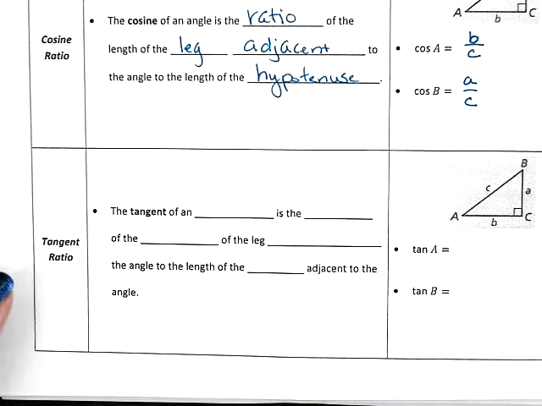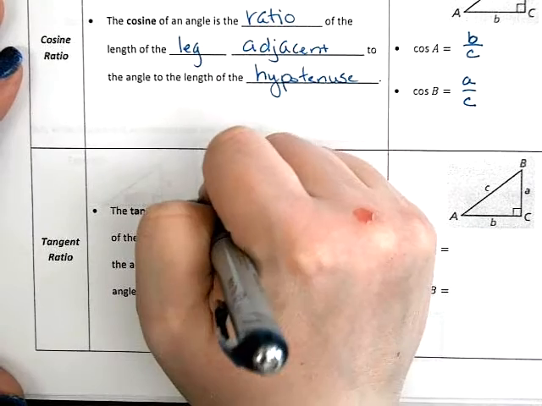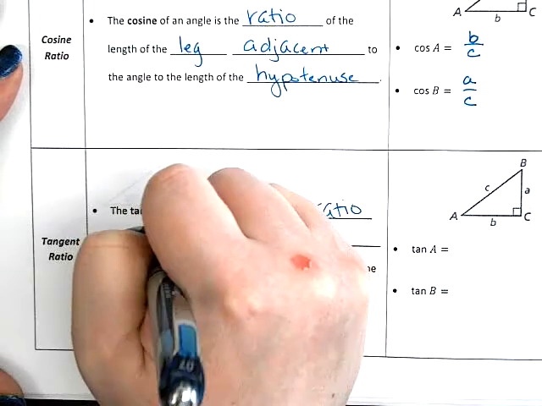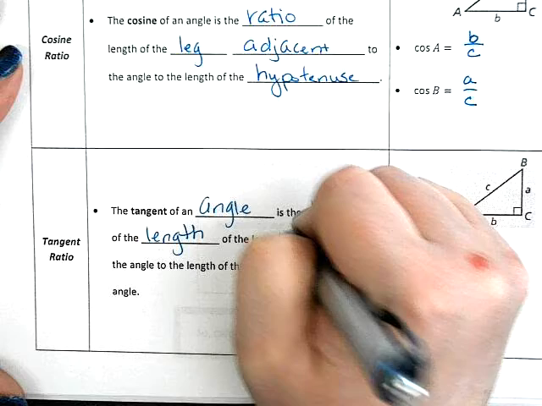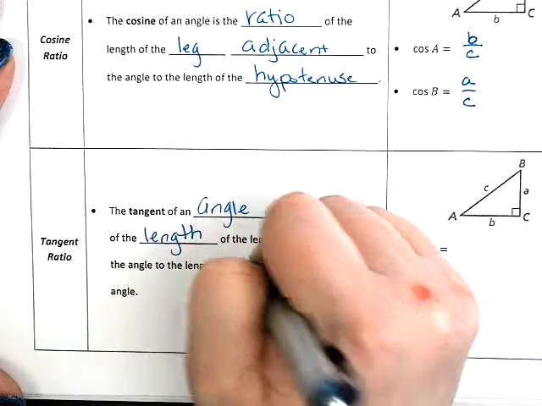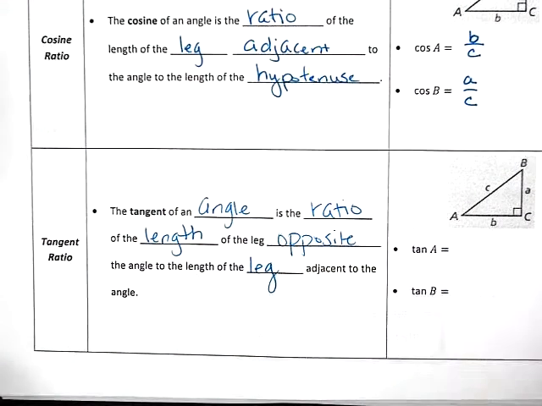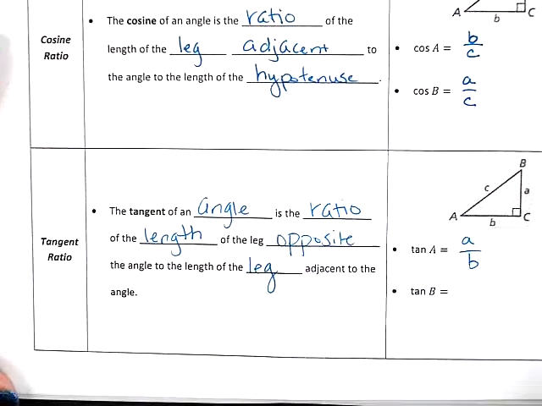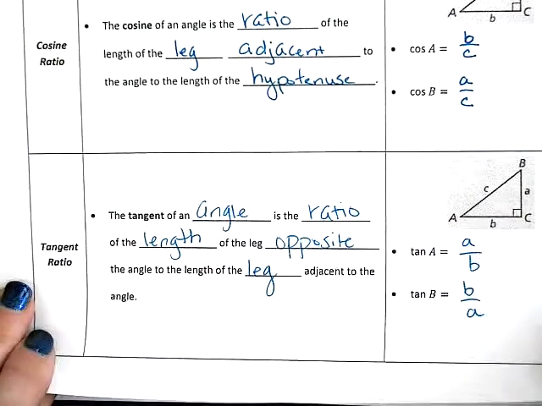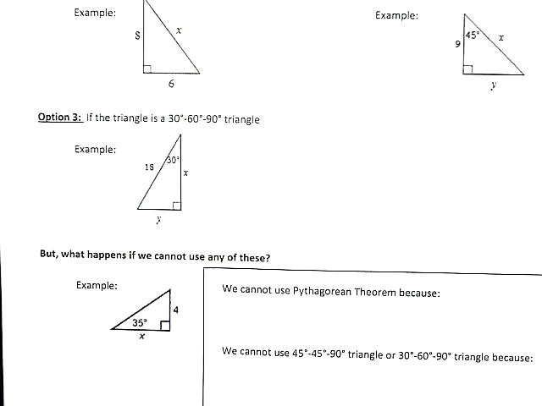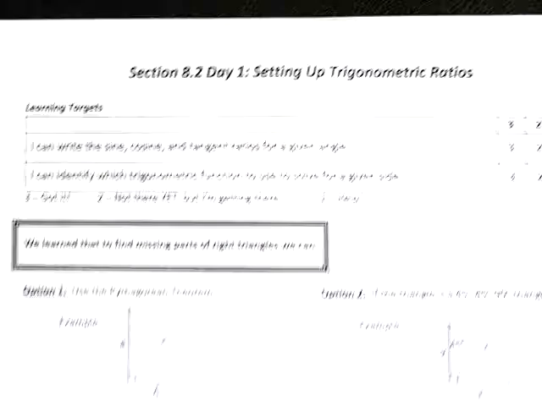The tangent ratio. So the tangent of an angle is the ratio of the length of the leg opposite the angle to the length of the leg adjacent to the angle. So for example, the tangent of angle A would be a over b, and the tangent of angle B would be b over a. Again, we're going to talk about it, so I'm not going to waste your time talking about it here. So before we even talk more about trig ratios, we're going to talk about why we need them, okay?